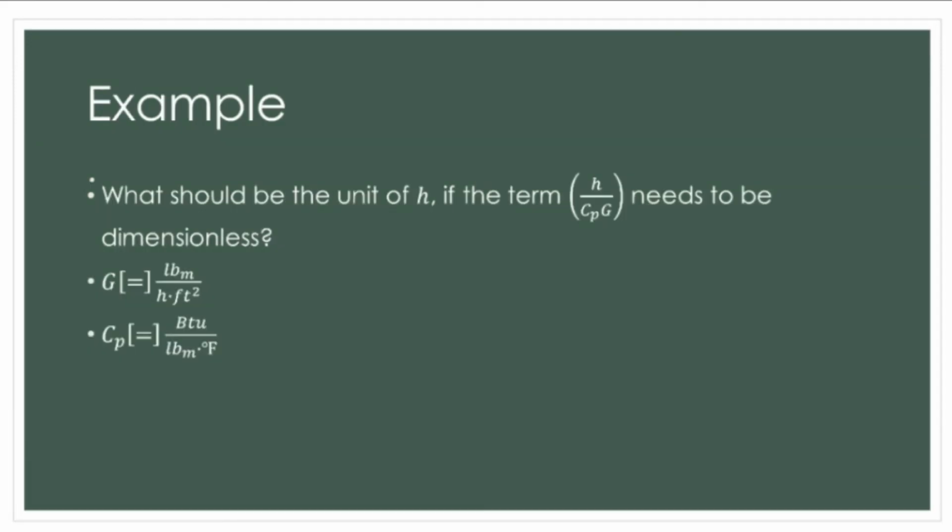Another example, which I will leave for you to solve: what should be the unit of H if the term H over Cp over G needs to be dimensionless? We have here the units of G and Cp expressed in terms of the standard units in the English system of units. G has a collection of units of pound mass per hour per square feet, and Cp has a collection of units of BTU per pound mass per degrees Fahrenheit. Using your knowledge of dimensional homogeneity, I want you to find the combination of units for H that would make the entire H over Cp over G term dimensionless.